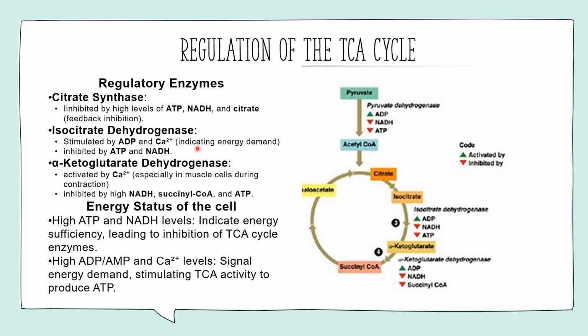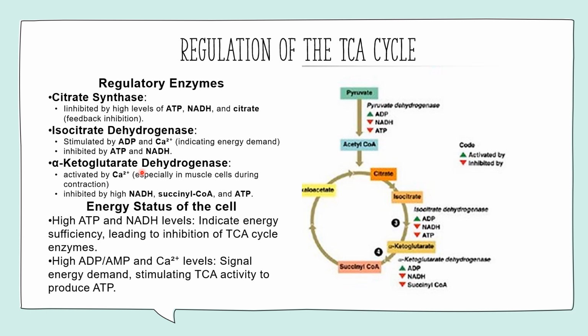The next enzyme that is regulated in the TCA cycle is the isocitrate dehydrogenase enzyme, which converts isocitrate to alpha-ketoglutarate. Again, this enzyme will be stimulated by low energy levels as indicated by higher levels of ADP and higher levels of calcium, especially in skeletal muscle, while it is inhibited by high energy levels as indicated by high levels of ATP and NADH.